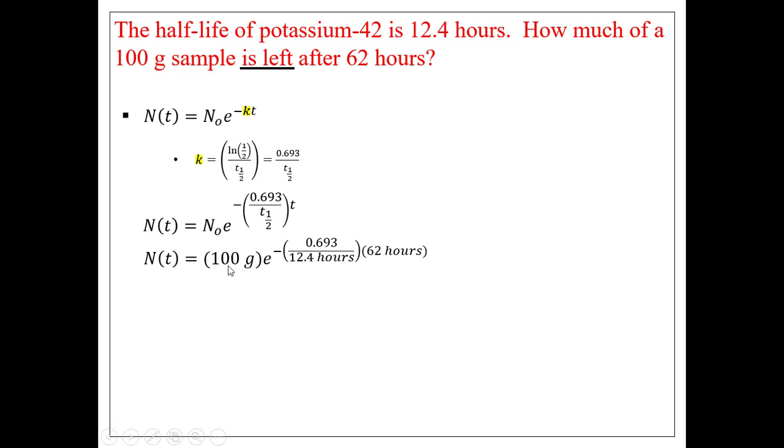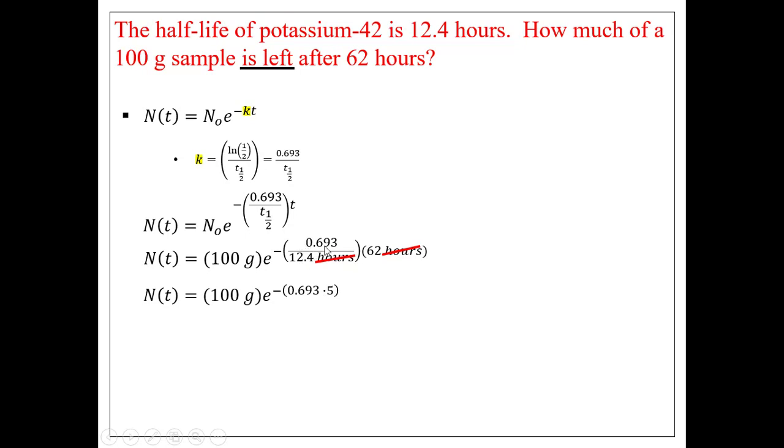So all we have to do now is plug and chug. N naught is 100 grams, that's how much we're given to start. Again, ln(1/2) is just negative 0.693 here. The half-life time is given as 12.4, so once again, every 12.4 hours, the substance splits in half. And then how much time has gone by? 62 hours. If we simplify this, hours cancels out, and if you take 62 divided by 12.4, you'll get 5. So this is where the 5 comes from. Nothing has changed on the right side except for the fact that there's a 5 there.